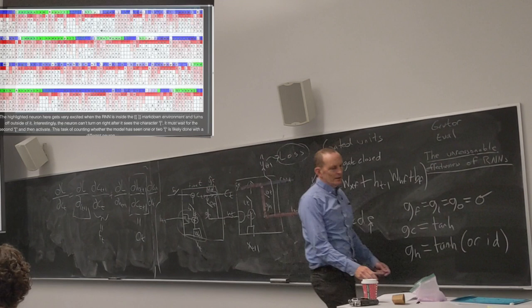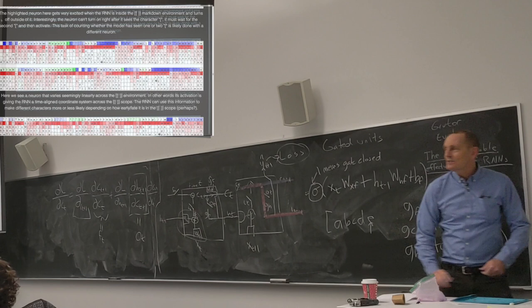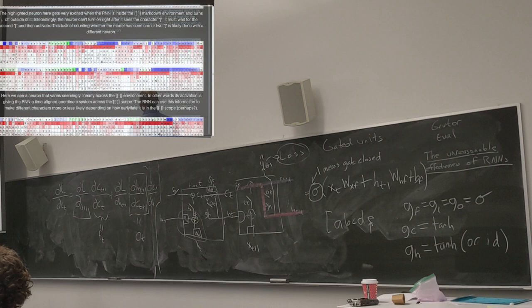Another is, this one is within double square brackets, but it seems to, let's see if we can look at this, it gets greener. You can barely see it here on this output, but it's going from not very green to very green, kind of linearly across this. So the longer it's in the square bracket, it tells you how far along you are, kind of.